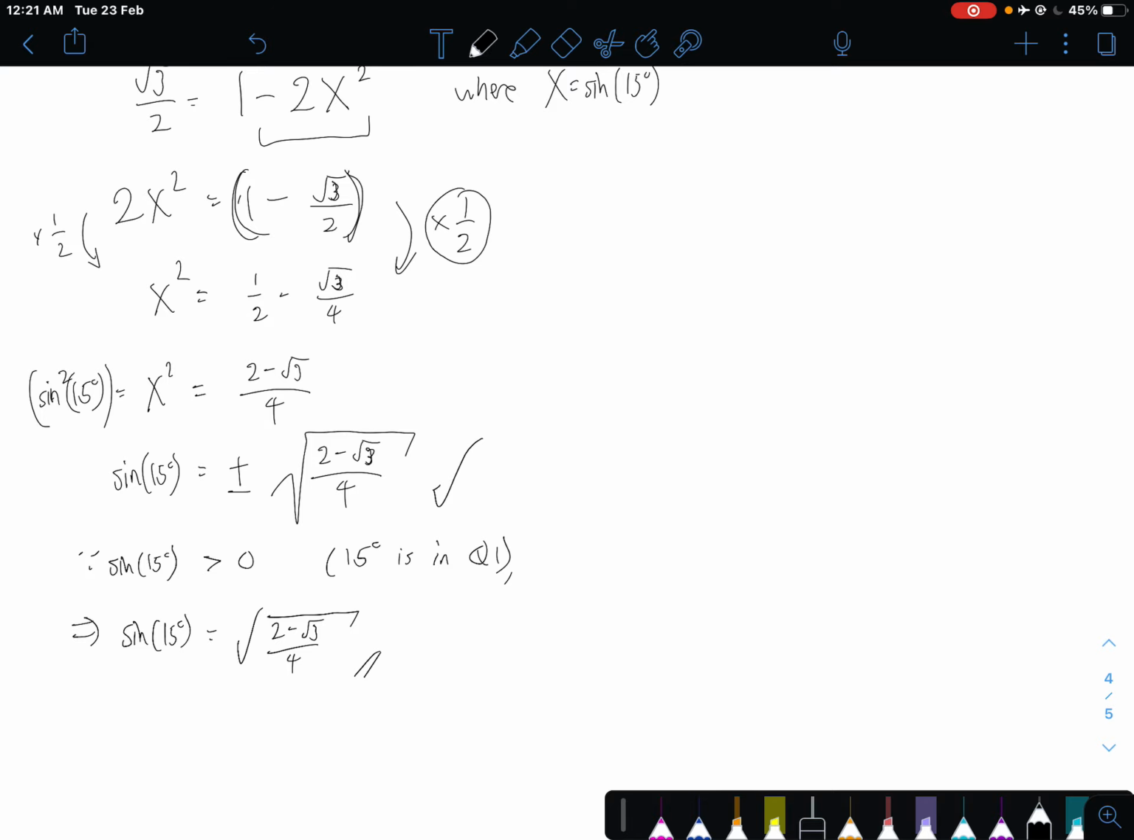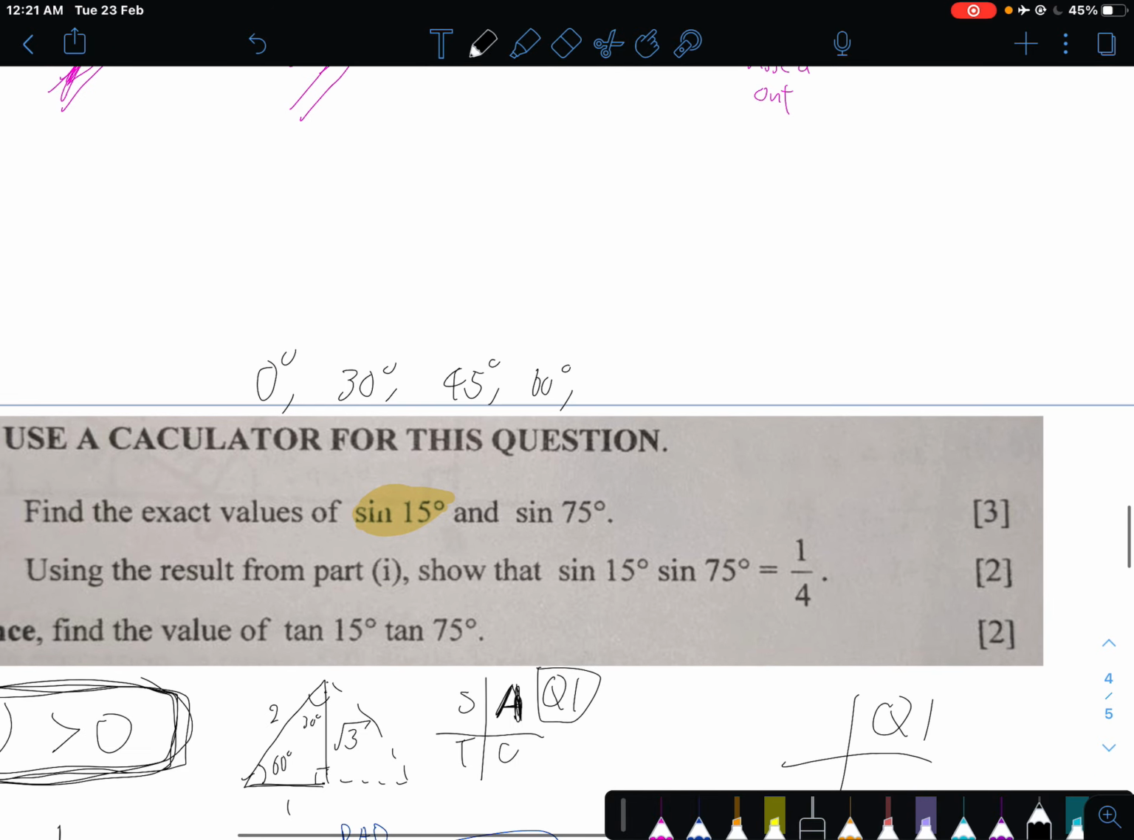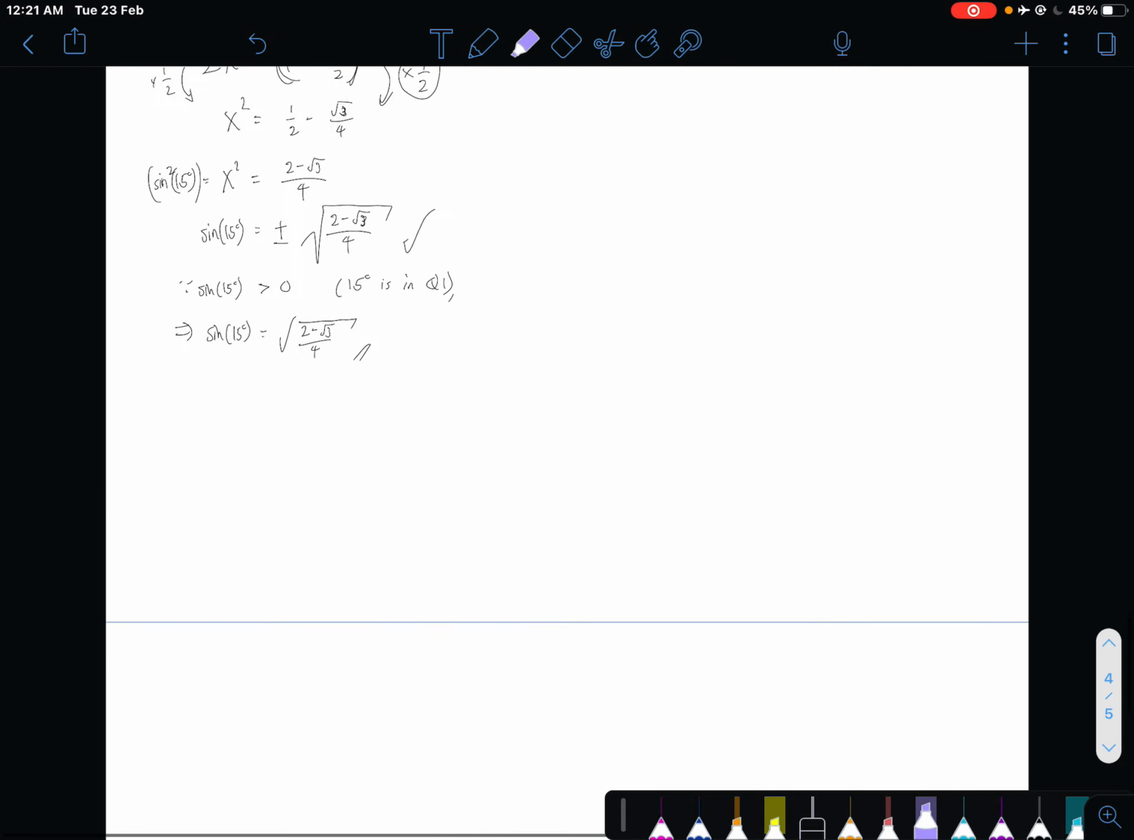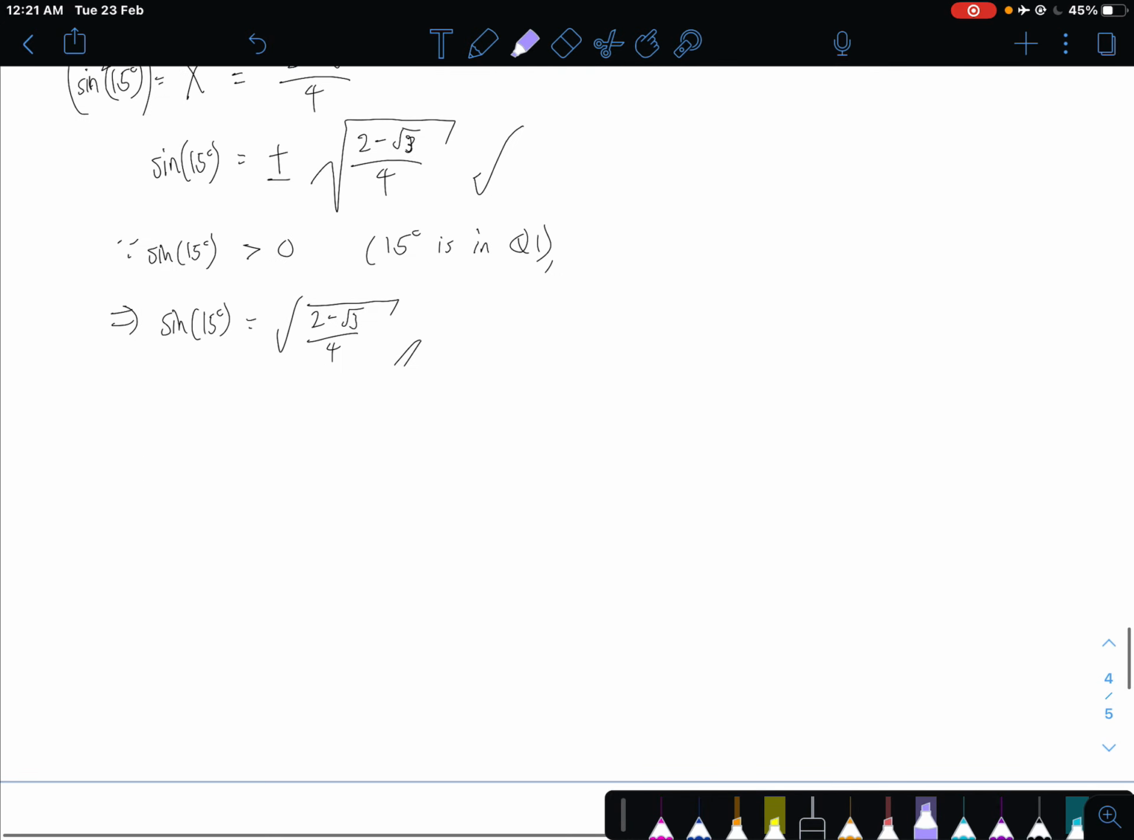But that's not all for this question. We also need to find out the next part: sine of 75 degrees. That's a bit difficult, but actually not really. Let's just see 75 degrees. Do you notice that it's almost the same as a standard angle, 60 degrees? Well, of course it's not equal. You still need to add 15 degrees, right?